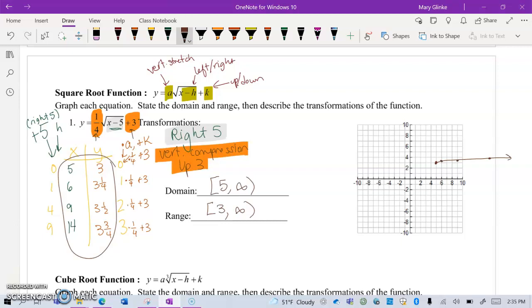So any square root function, you're going to do the same type of thing. You're going to do 0, 1, 4, 9 and 0, 1, 2, 3 down the side. You're going to do h plus the 0, 1, 4, 9, and then the times a plus k to the 0, 1, 2, 3.